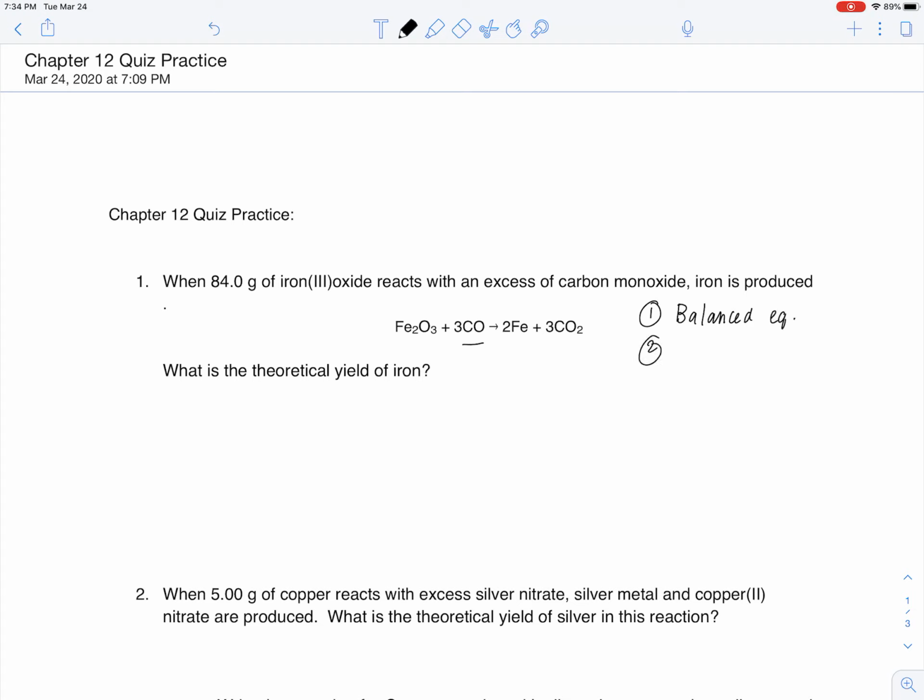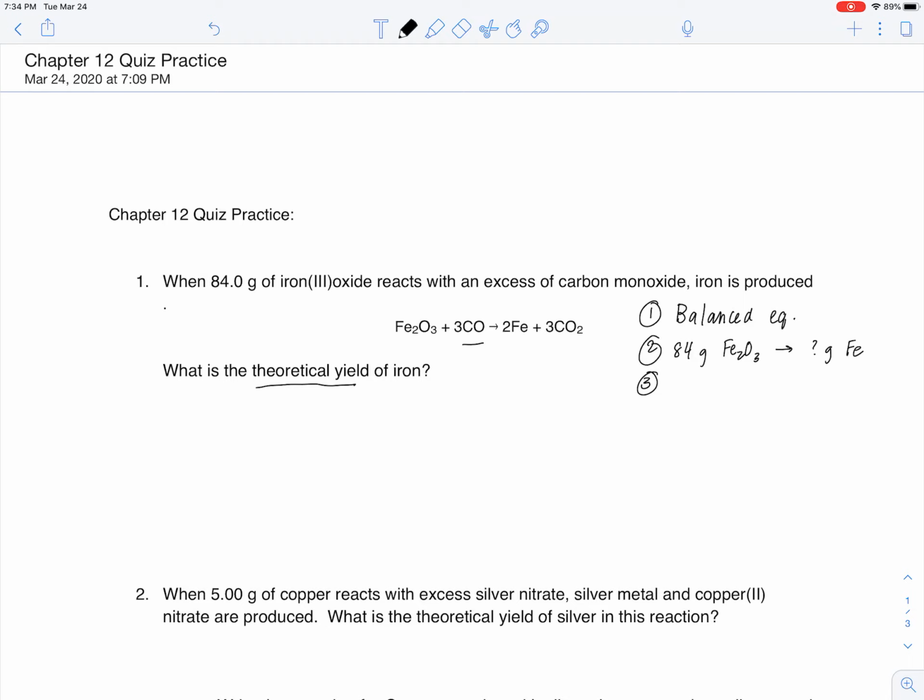which we have here. Our second step is to figure out what we're doing, what we're trying to solve for. So we have 84 grams of Fe2O3. We're trying to figure out how many grams of iron is produced. And that's our theoretical yield. That's just another way of saying how many grams of iron is produced.